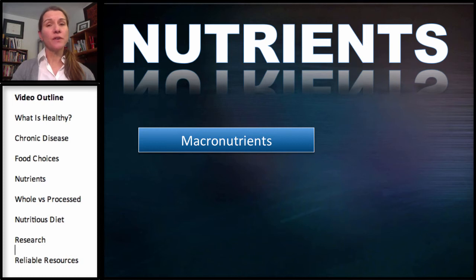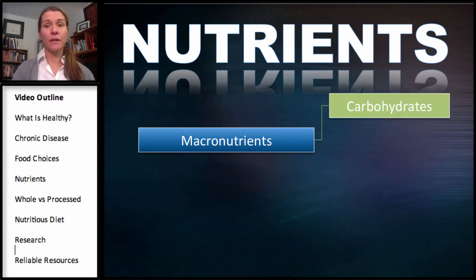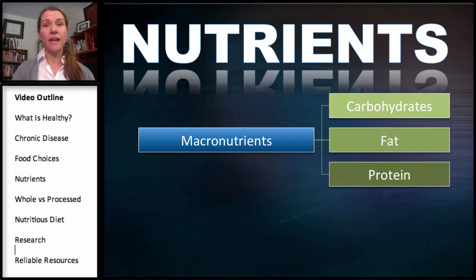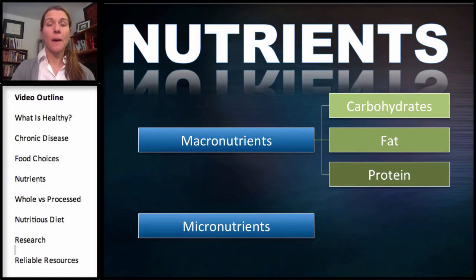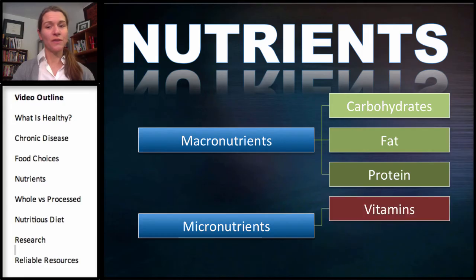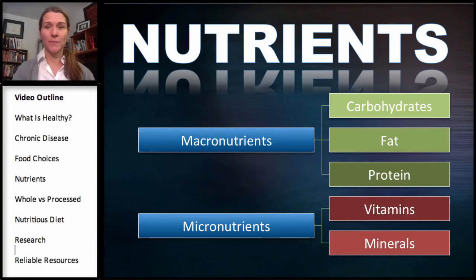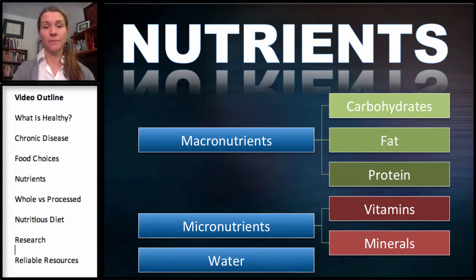The macronutrients are the big nutrients, and these are going to be carbohydrates, fat, and protein. Micronutrients are the smaller nutrients. It doesn't mean they're less important, but these are vitamins and minerals. Now you notice I left out water here. Otherwise, we have 5 of the 6 essential nutrients, water being the most important nutrient, but it's in a separate category. It's not a macronutrient nor a micronutrient.